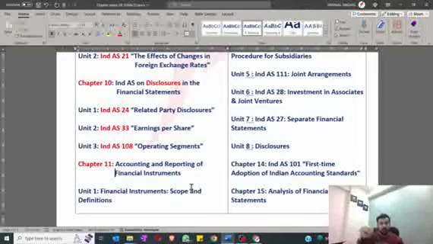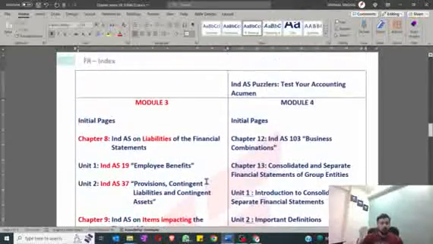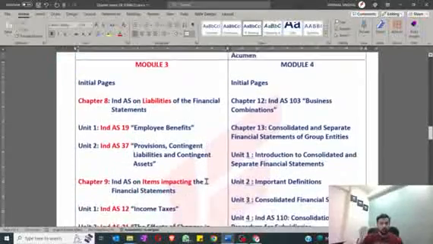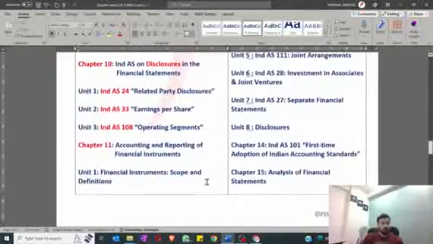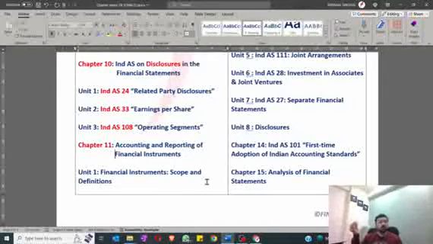In these accounting standards, which are Ind-AS 32, 107 and 109, we'll be seeing very big changes, drastic changes from what we are used to doing in the older regime of accounting standards.